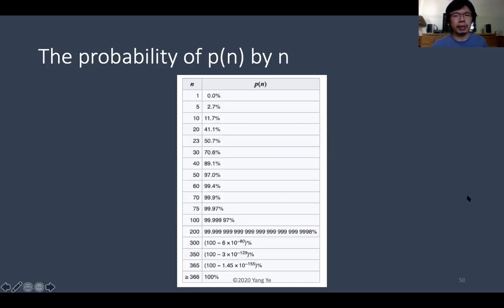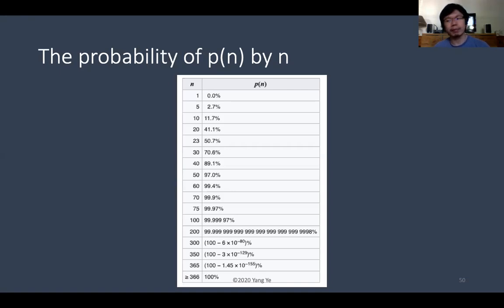And so this is the probability of Pn by n. As you can see, when n reaches 23, the Pn will be 50.7. So when you have about 23 people, there's a 50-50 chance that two out of the 23 people will share the same birthday. When it reaches 60, the probability of n is already 99.4, just based on the equation that I've just shown you, okay? And when you have 100 people, you're almost for sure, 99.99997%.